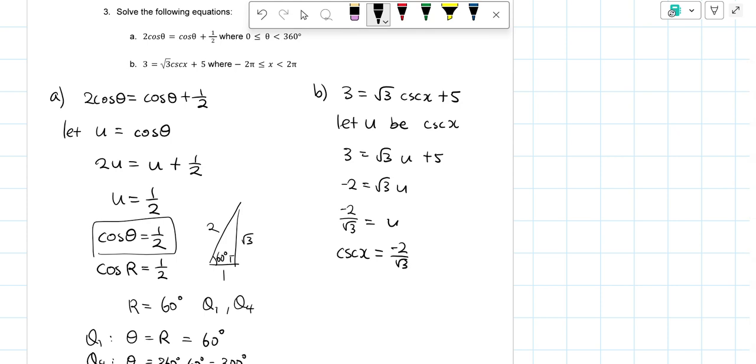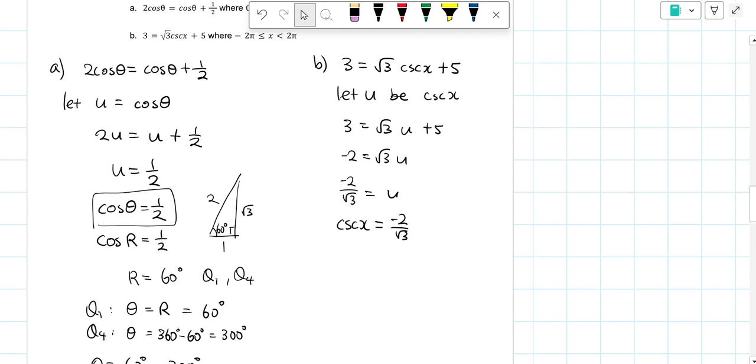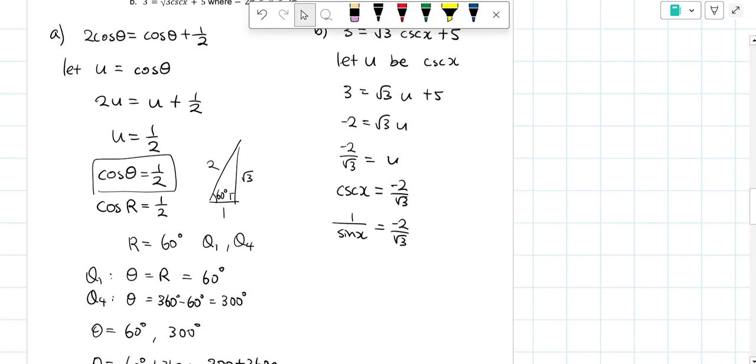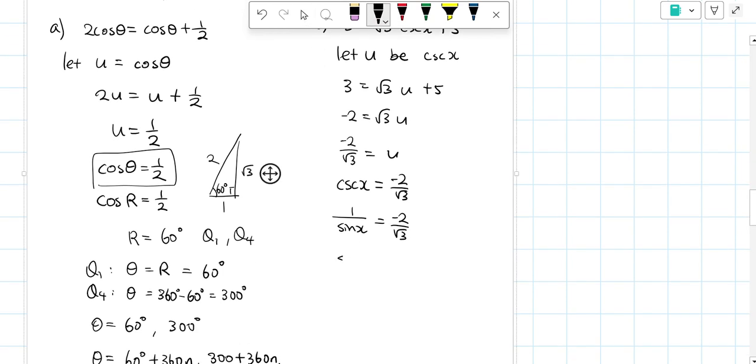Now I realize that I don't really like this formation, do I? Because I don't like cosecant x. No one likes cosecant x. So I'm going to replace cosecant x with 1 over sine x. Then we can quickly see that my sine of x will be the reciprocal of negative 2 over square root 3. It's going to be negative square root 3 over 2.